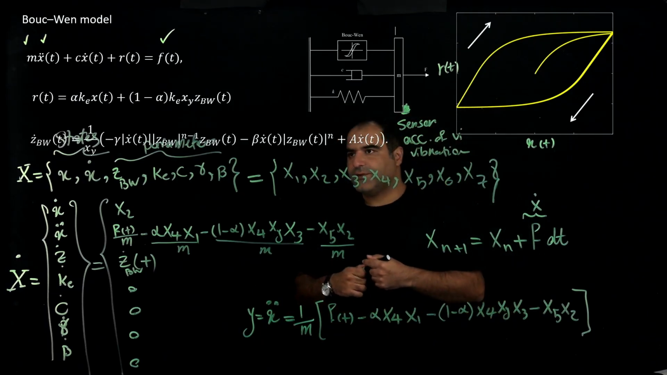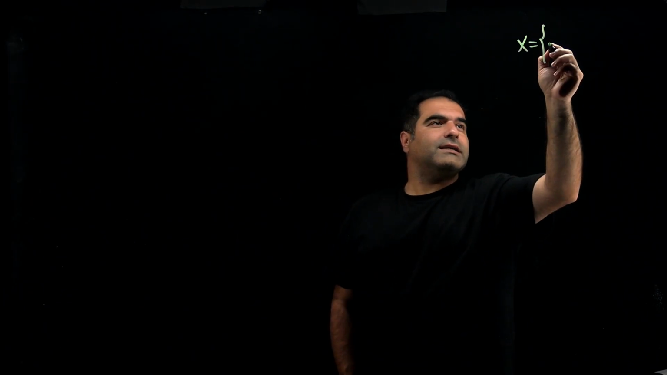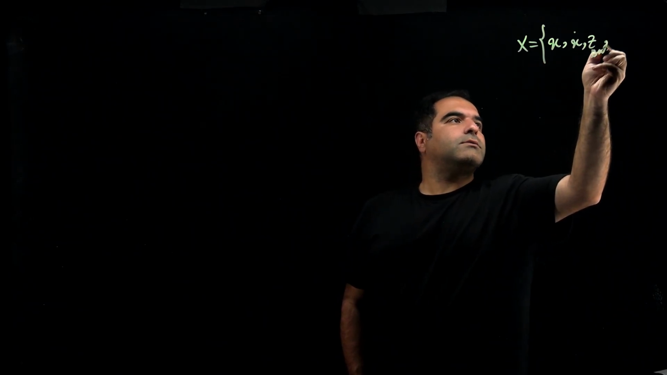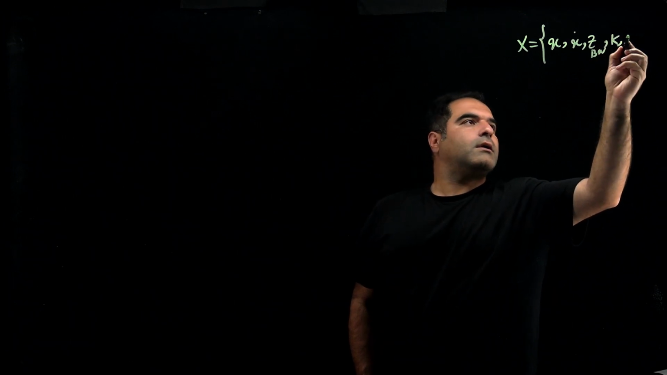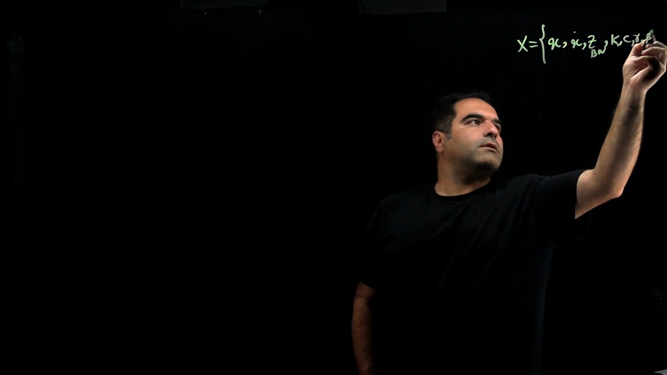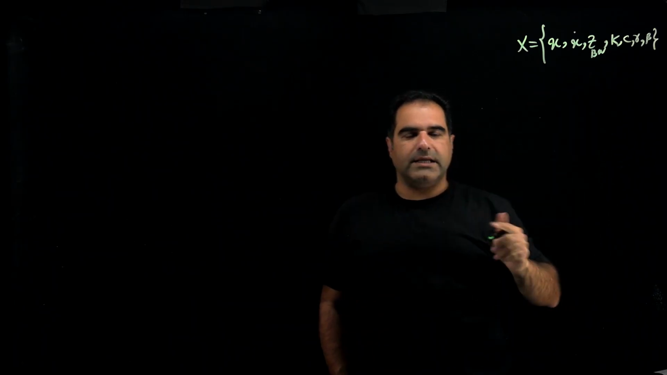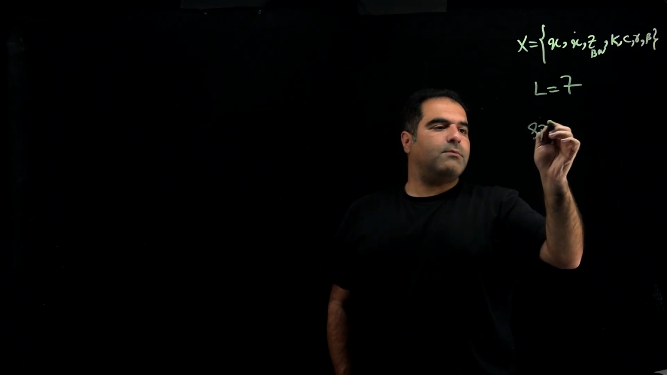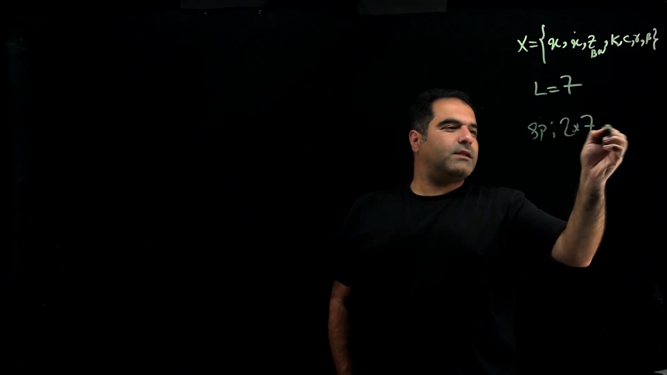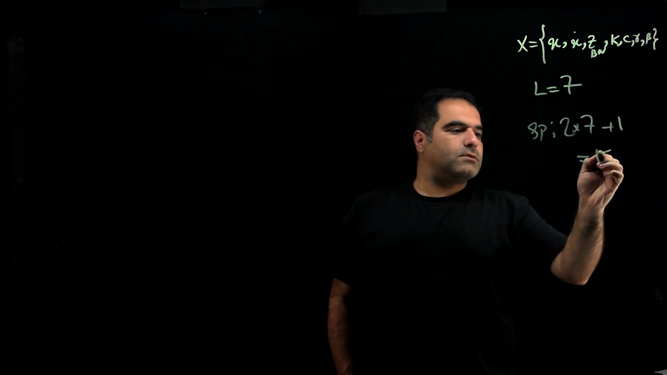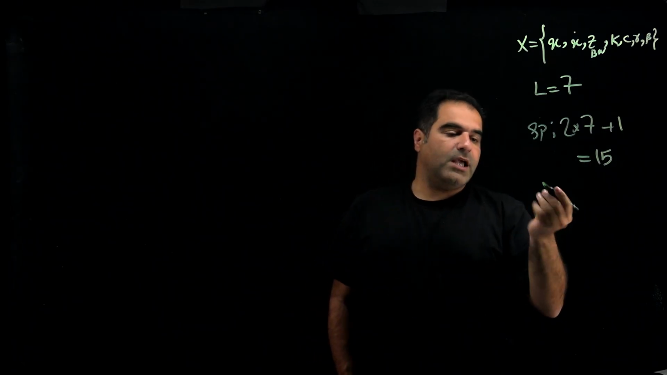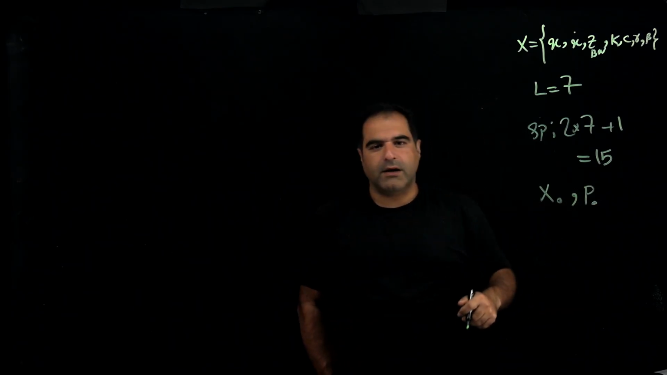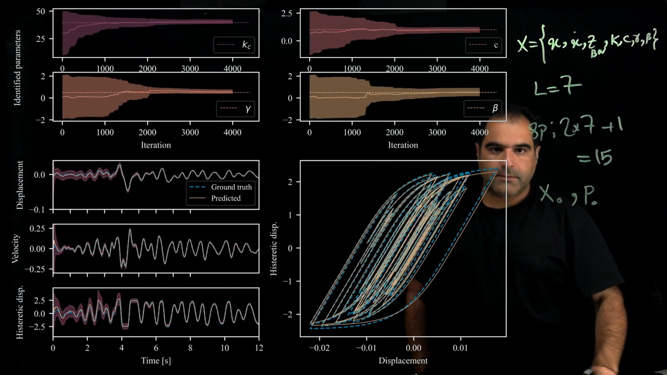Then what we have to do is, okay, let's say x is for the states: displacement, velocity, ZB, W, K, C, gamma, and beta. Yes, these are the states we had. The length of the state vector is 7. Then the sigma points will be 2 times 7 plus 1, which is equal to 15. We make an initial guess, x0 and P0, and implement the unscented Kalman filter. And I'm going to show you.